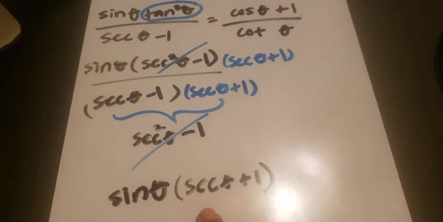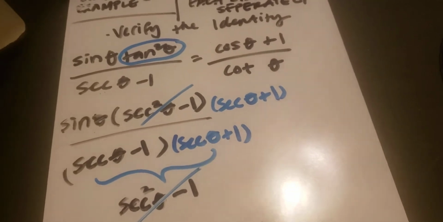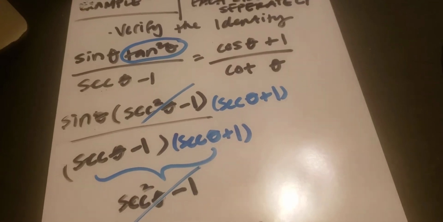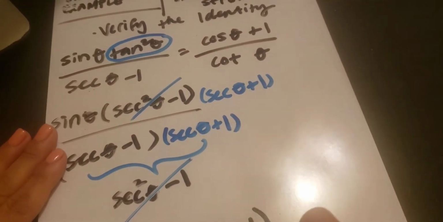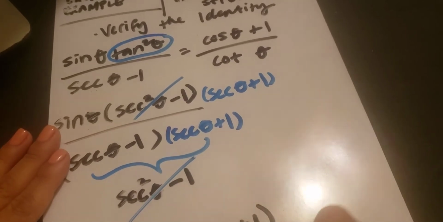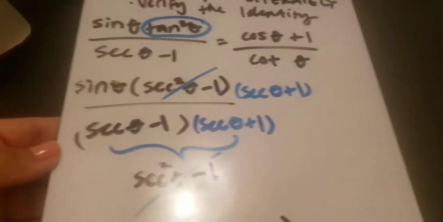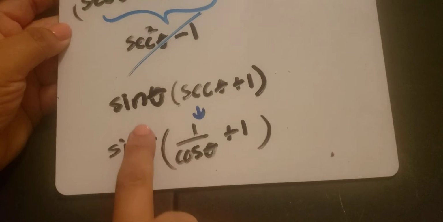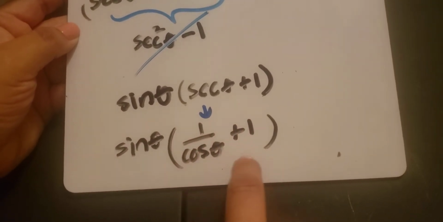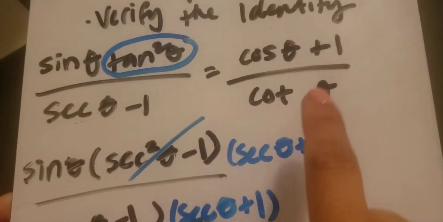Well, maybe I could change that secant, because I know we have a cosine and a cotangent, and boys and girls, secant can be written as 1 over cosine. So let's try that. So 1 over cosine theta plus 1, and then we have sine theta. So sine theta I kept the same, and secant theta I wrote as 1 over cosine theta plus 1. And again, this is what I have here.